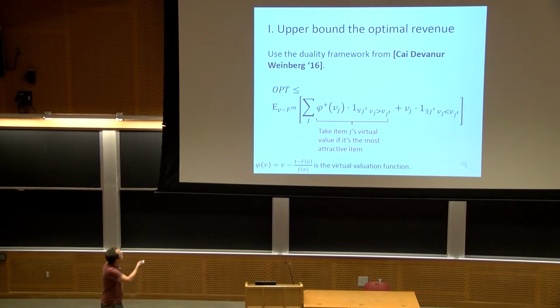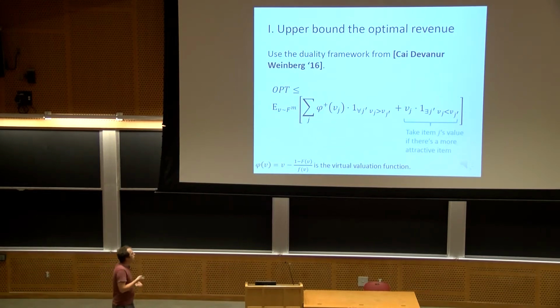So the upper bound would be to take the favorite item, the item with the highest value, and consider the positive portion of its virtual value. And for all other items, consider the value. Okay.